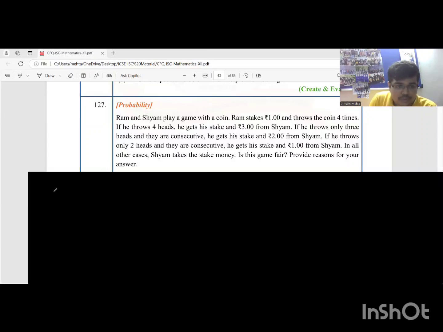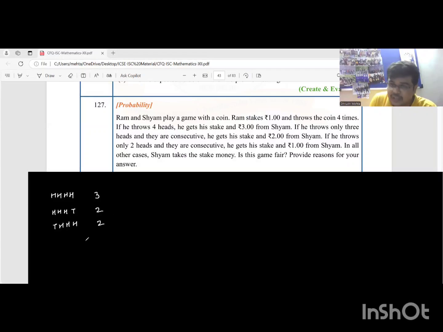Let's do one thing. Let us first quickly note down what is happening here. If he gets 4 heads, see, he is investing 1 rupee. He gets his stake back, plus he gets 3 rupees. So what is the net gain in this case? So that is rupee 3. His earnings is rupee 3. Further, if he throws only 3 heads, now when we say 3 heads, students, it will be H, H, H, T, and they are consecutive, they are saying. So it will either be H, H, H, T or T, H, H, H. In this case, students, he gets rupees 2.